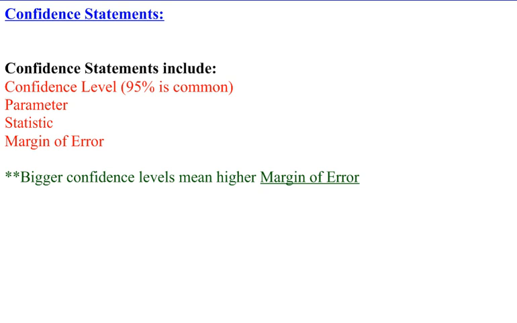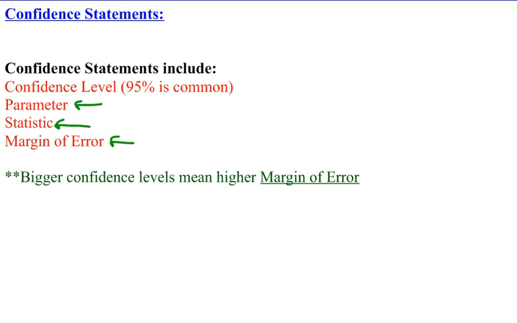Now, confidence statements. A confidence statement tells you the level of confidence that you feel. So I'm 95% confident that this is going to happen. 95% is the most common, but again, there are 90%, and 99% would be the second most common. And then they include the parameters, so who we're talking about, and then what we found out about the people we surveyed, and our margin of error.